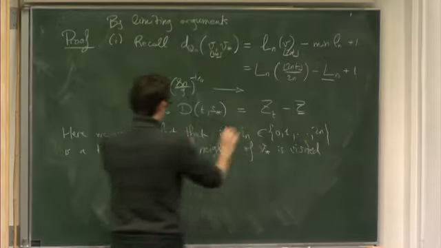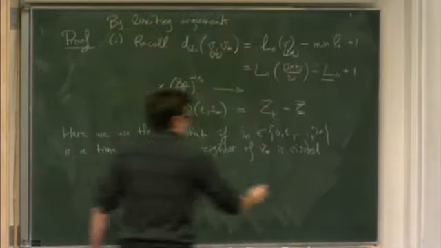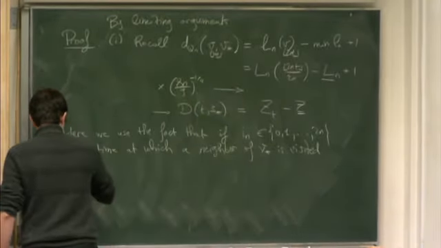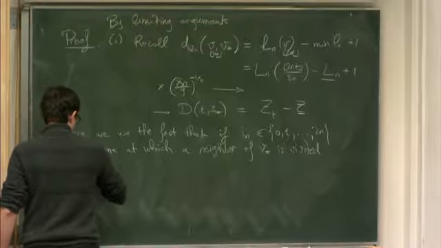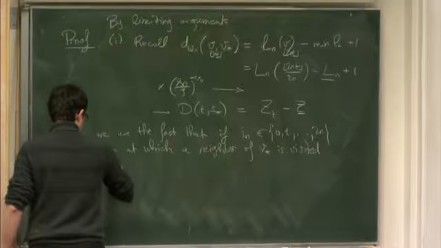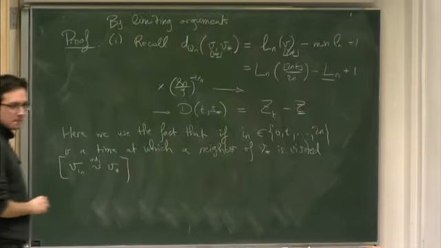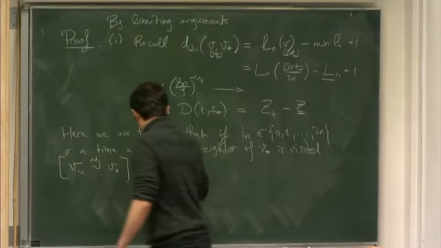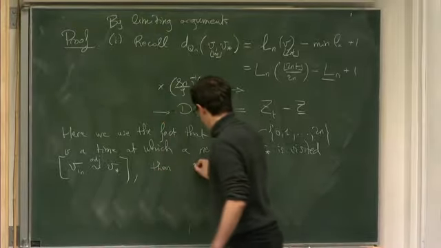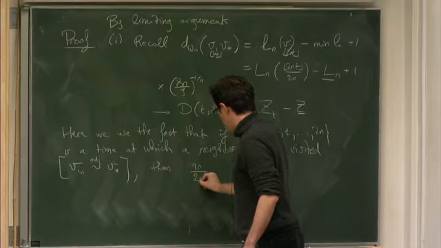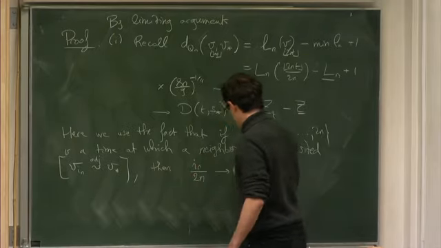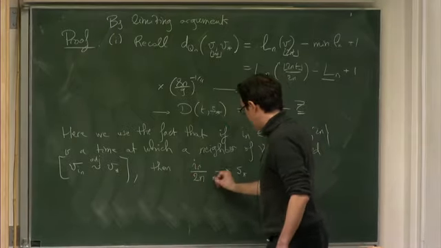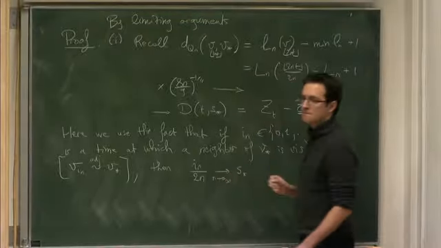Okay, so it's a rather long way to say that V of In is adjacent to V star. Then necessarily In over 2n has to converge to S star as n goes to infinity.